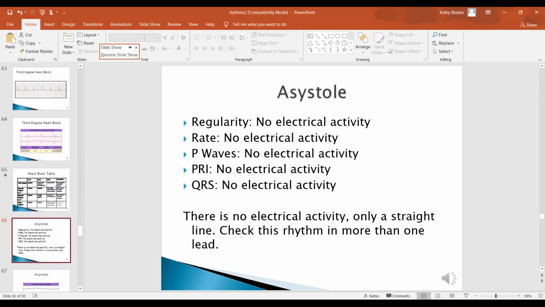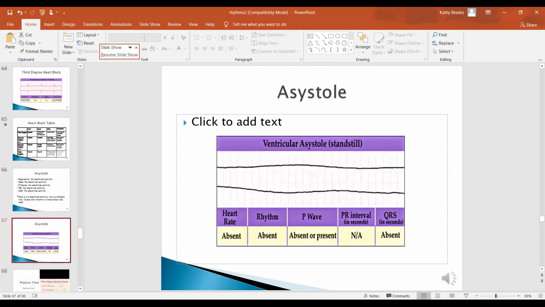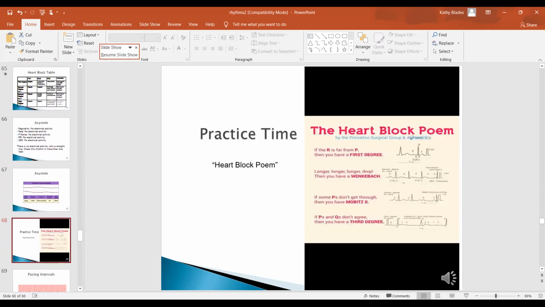And anytime something says it's an asystole, it means there's no electrical impulses. So this is what you're going to get. If you notice, though, it's not a straight line like they show on television when someone passes, but it is kind of straight. There's no bumps. So here's your heart block poem, you can take a picture of this. It just helps you to remember and figure out if it's heart block or not.